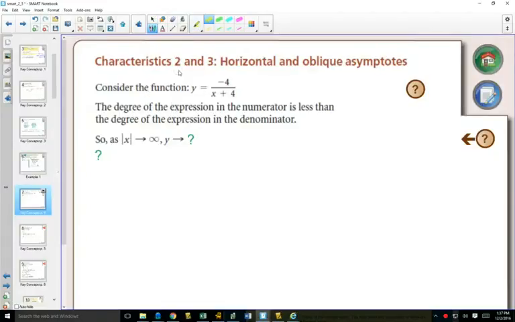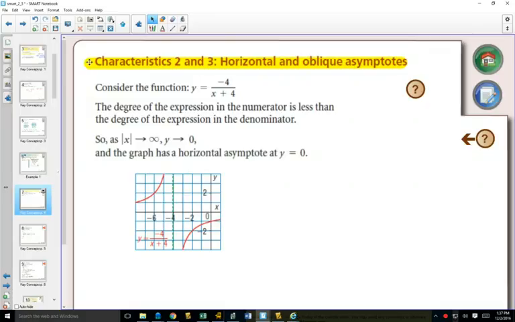Take out your highlighter. Characteristics 2 and 3, horizontal and oblique asymptotes. So what's going to happen with horizontal and oblique asymptotes? Well, with the horizontal asymptotes, that's what's happening as x gets really, really big. And again, the technique of looking at the highest degree will be a shortcut for us for determining what kind of asymptote we're looking for.